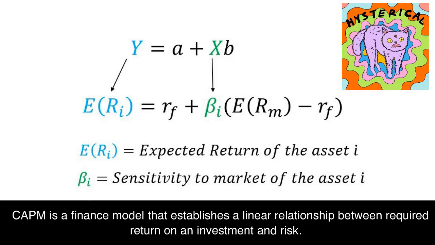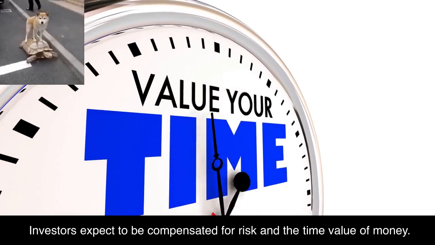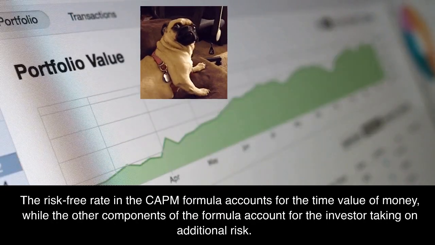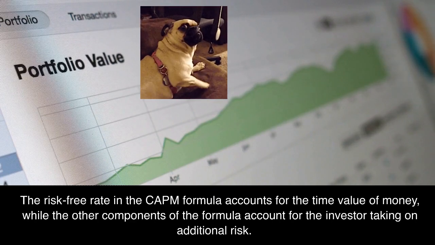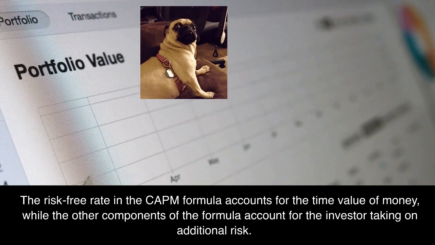CAPM is a finance model that establishes a linear relationship between required return on an investment and risk. It is based on the relationship between an asset's beta, the risk-free rate, and the market risk premium. Investors expect to be compensated for risk and the time value of money. The risk-free rate in the CAPM formula accounts for the time value of money, while the other components of the formula account for the investor taking on additional risk.